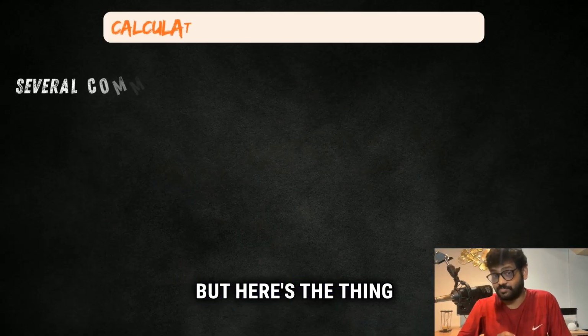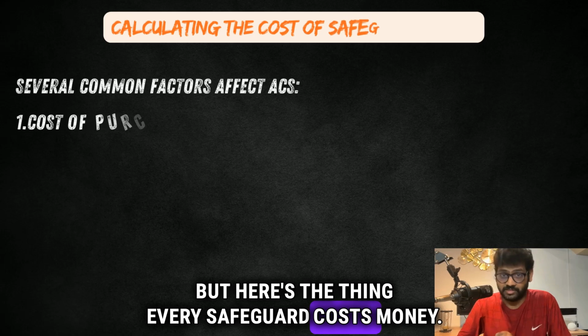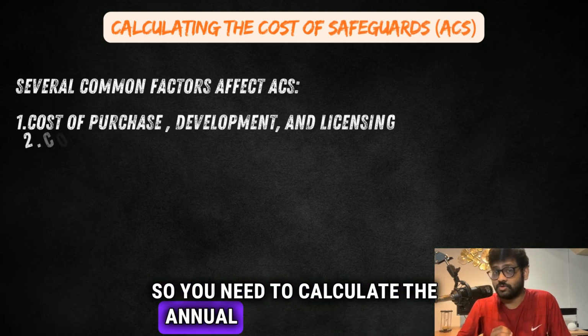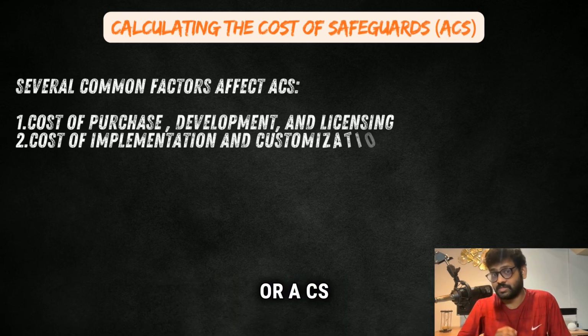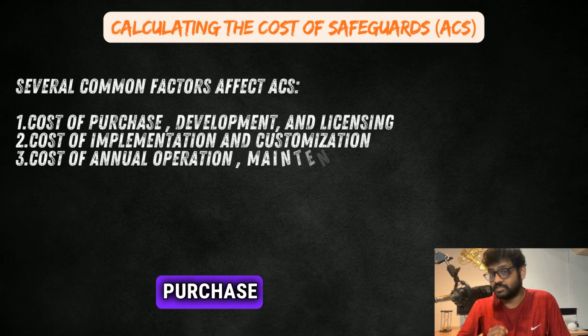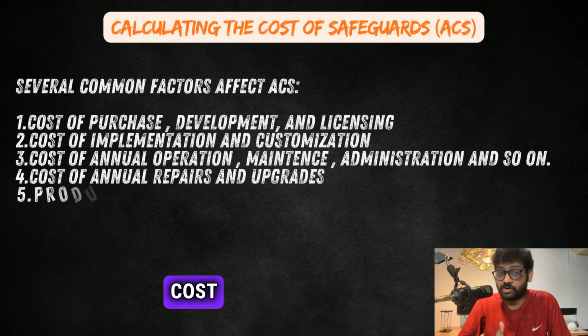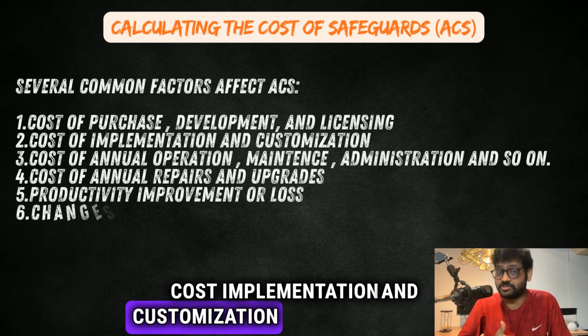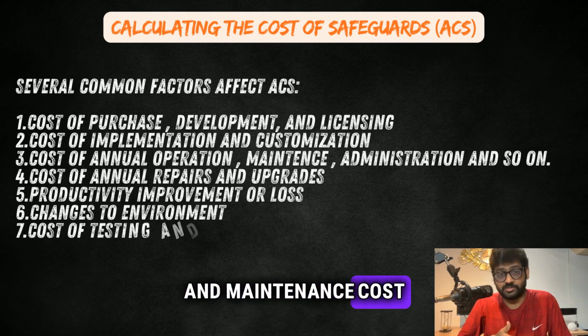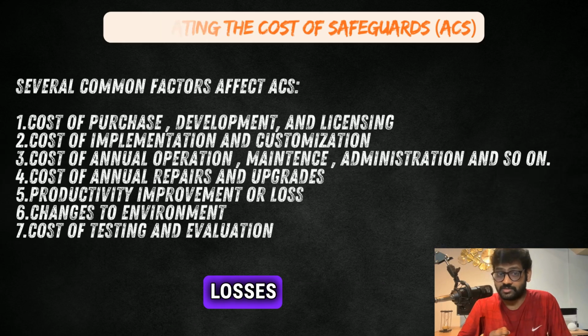But here's the thing, every safeguard costs money. So you need to calculate the annual cost of safeguard or ACS. This covers everything from purchase price to ongoing maintenance. ACS includes purchase and development cost, implementation and customization, annual operating and maintenance costs, training and productivity losses, and more.